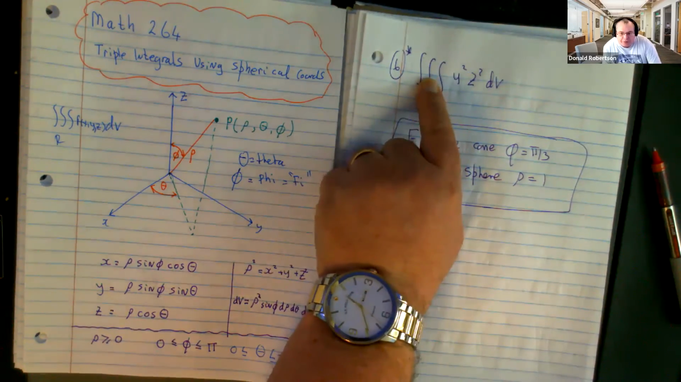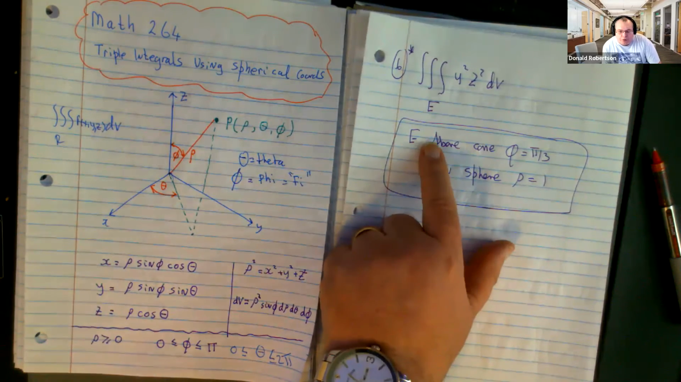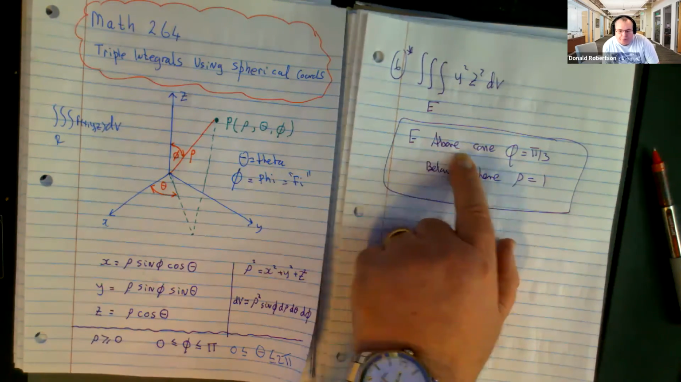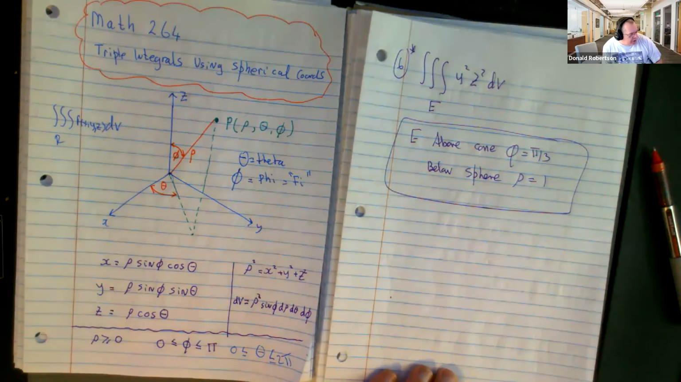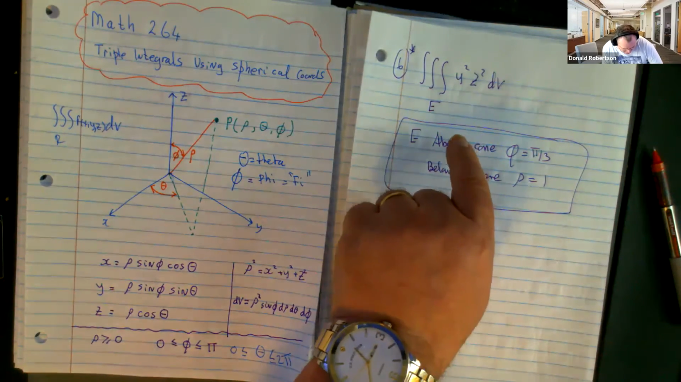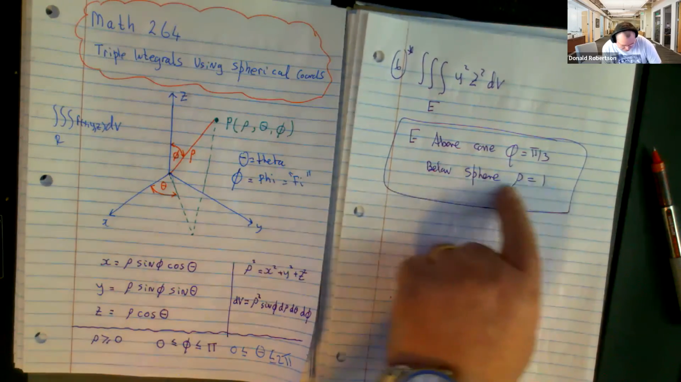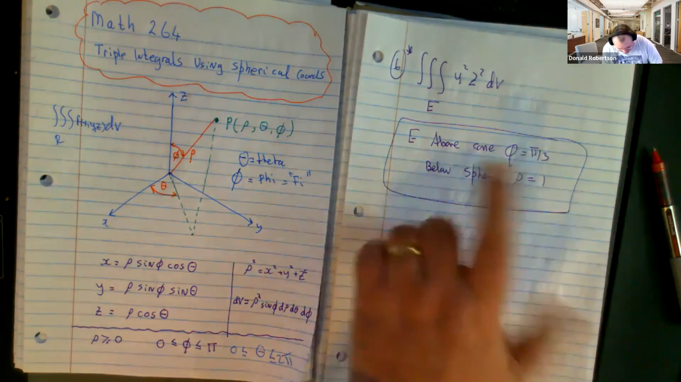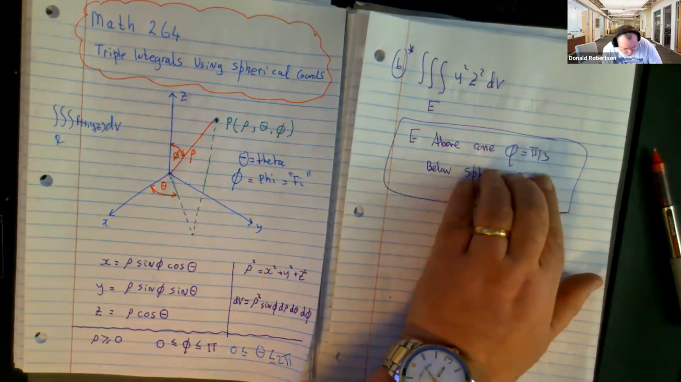Here is a triple integral, y squared z squared dv. We're looking for a region that's above this surface and below this one. And the above part here is more important than this piece. You don't do much with this piece.